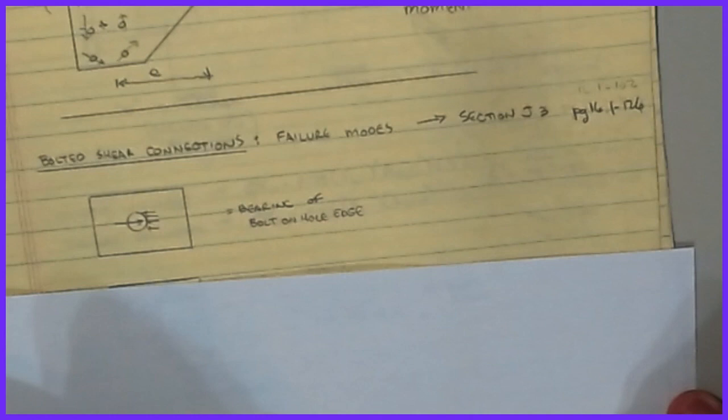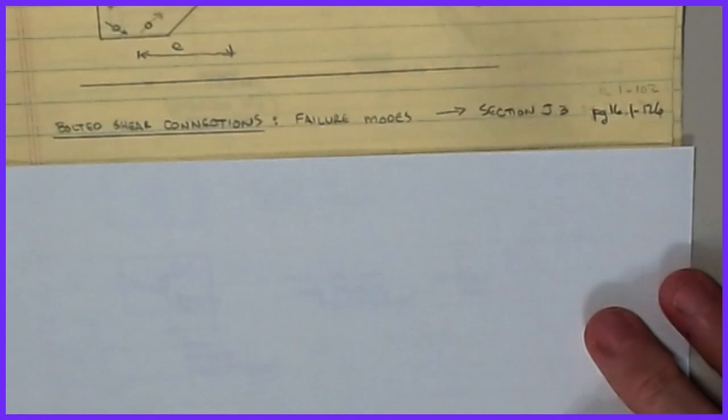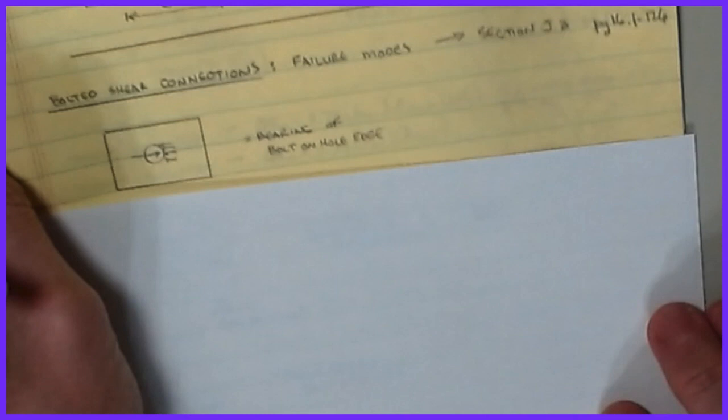Now, some of the other considerations that we want to look at. Bolted shear connections in the AISC manual are covered in Section J3 of the specification. I believe it's on page 16.1.126. That will get you back if you want to flip through it. And there are a couple of different issues that we look at when we start talking about the design of the bolts and the bolted connections.